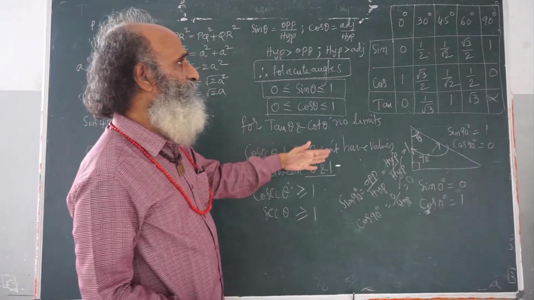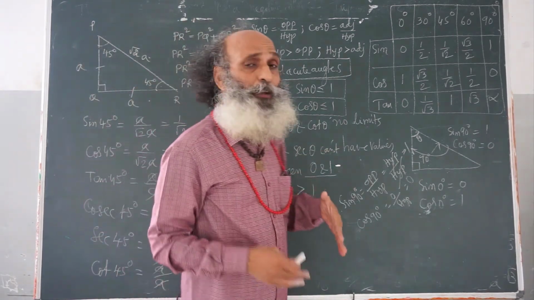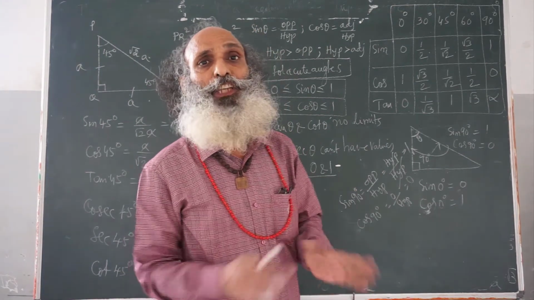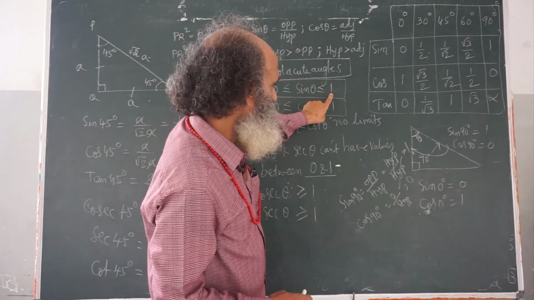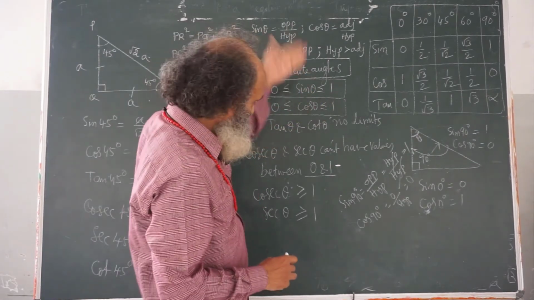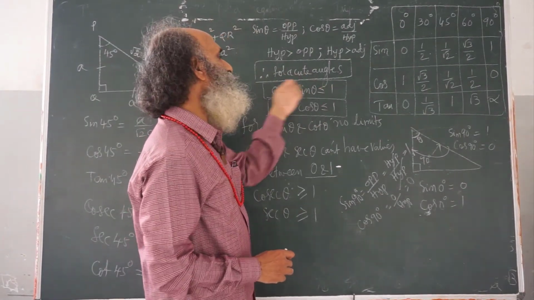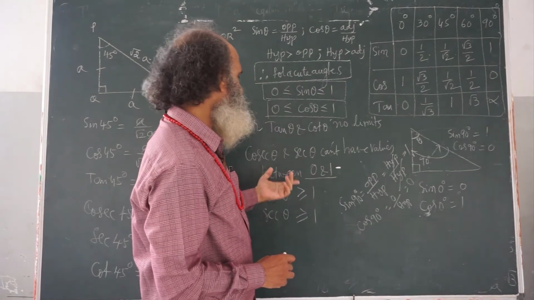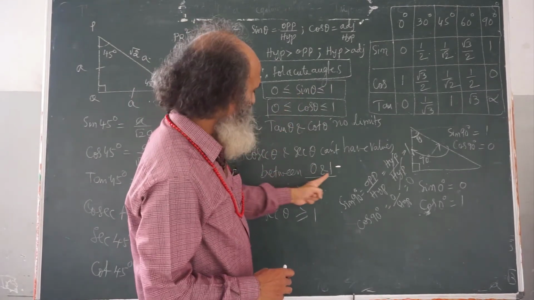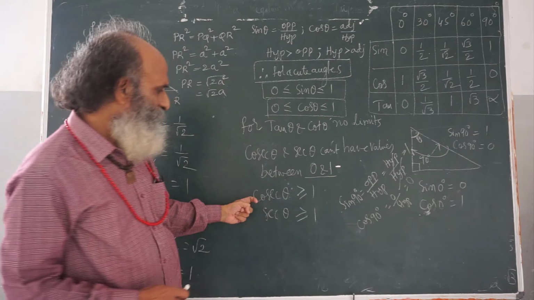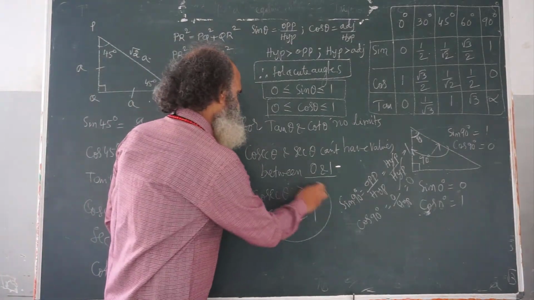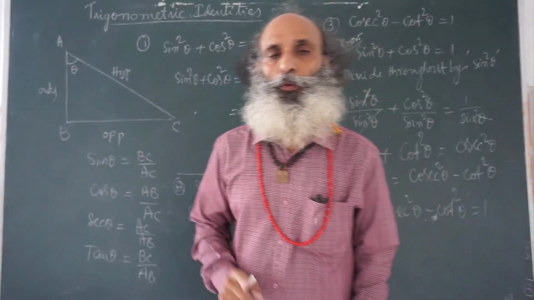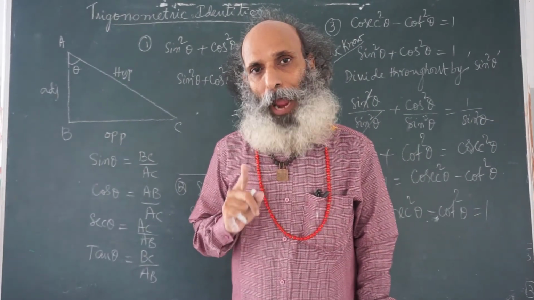Cosecant theta and secant theta cannot be between 0 and 1. Sin theta lies between 0 and 1. What is cosecant theta? 1 by sin theta. Therefore, cosecant theta cannot lie between 0 and 1. Similarly, secant theta cannot lie between 0 and 1. So, cosecant theta is always greater than or equal to 1, and secant theta is always greater than or equal to 1. Now, trigonometric identities.